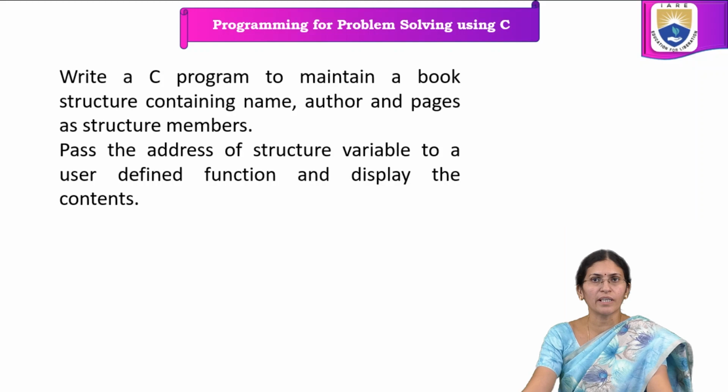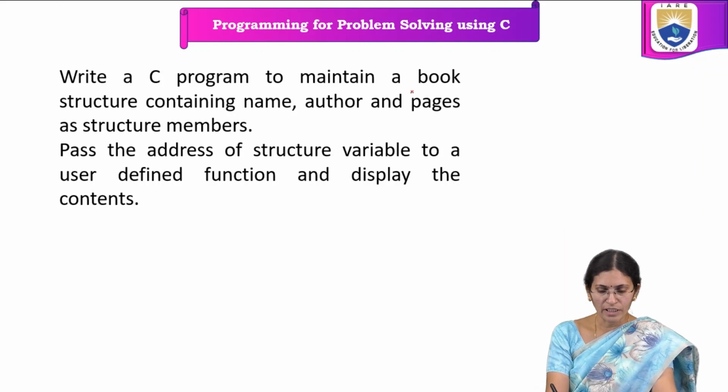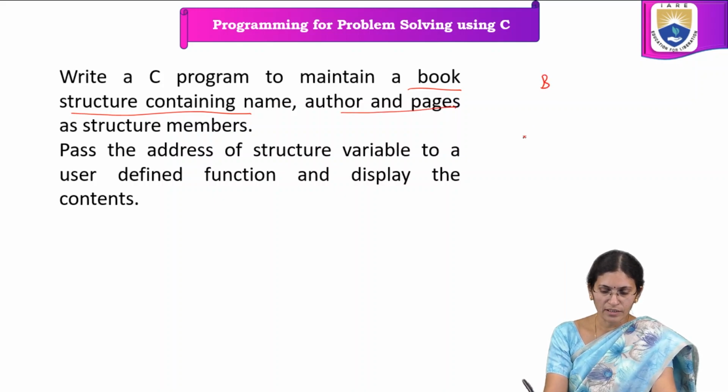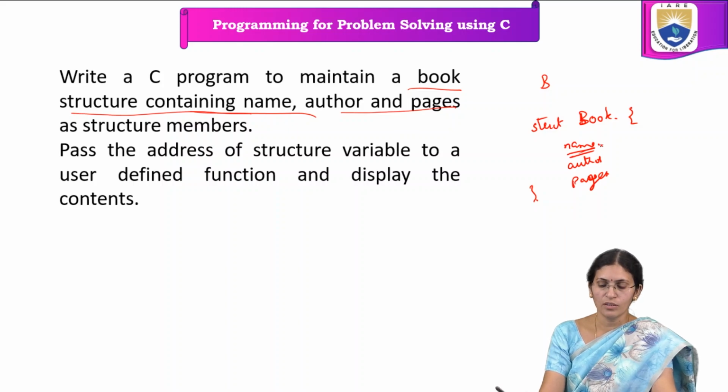Next program is to write a C program to maintain a book structure containing name, author and pages. So we need to declare a structure named book, and inside this, the structure consists of name, author and then pages. Name is nothing but a string, therefore you need to declare it as a character array.